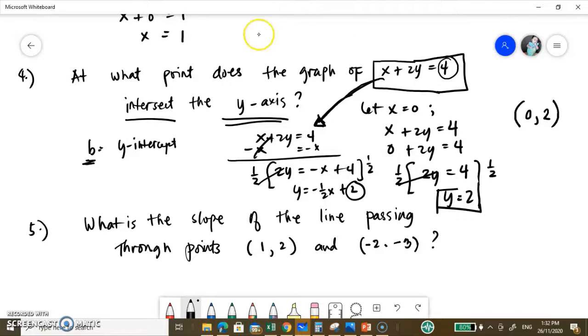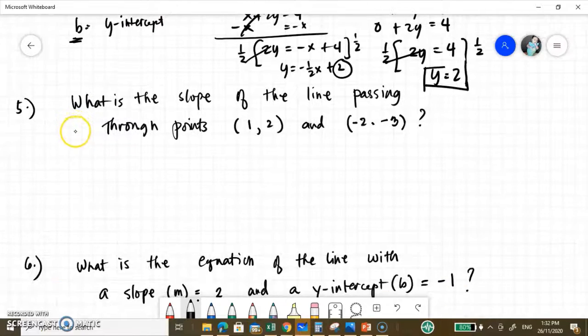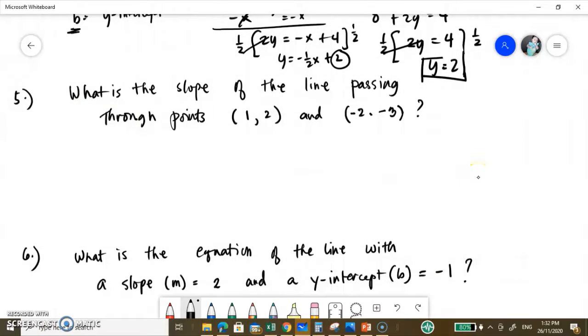So, what is the slope of the line passing through points? This would be question number 5. Okay, so sample natin ngayon. Okay, slope of the line ang hinahanap. Passing through points, you're given 2 points. So, you just have to use the formula. Change in y over change in x. So, that's y sub 2 minus y sub 1 over x sub 2 minus x sub 1.